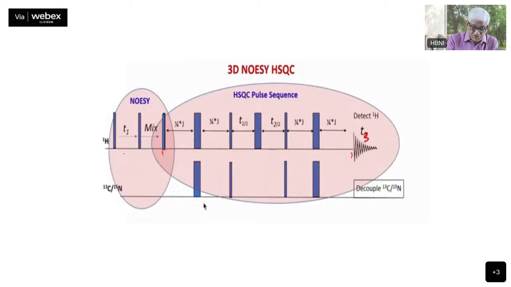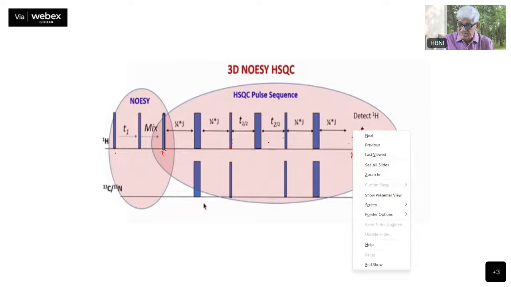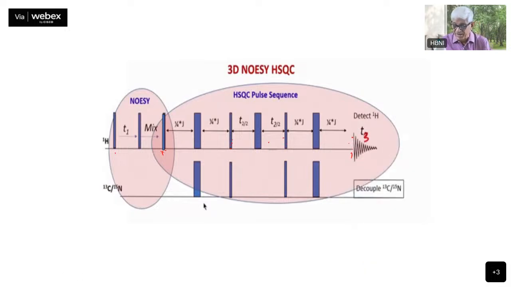So you have first the NOESY part. From here to here, it is the NOESY part. This last 90 degree pulse is a part of the INEPT sequence of the HSQC. This is the first INEPT. Then you have the T2 period here, from here to here. Then you have the refocusing here. At this point, you have the refocused proton signals. And then after that, you decouple here and collect the data as a function of T3.